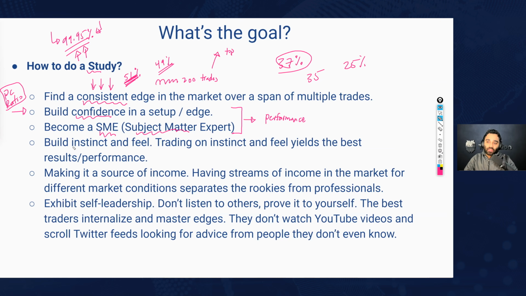You build a feel for the market. For example, when we look at HVE, or the way I treat HV1s, I treat HVEs a little bit differently than HV1s because I've seen more success in HVE setups. So you get this feel for the market, what kind of environment this HV edge can work in and what kind of environments it's going to be under pressure and it doesn't work. And once you develop that feel, you can trade on that feel, and it yields better performance and results.